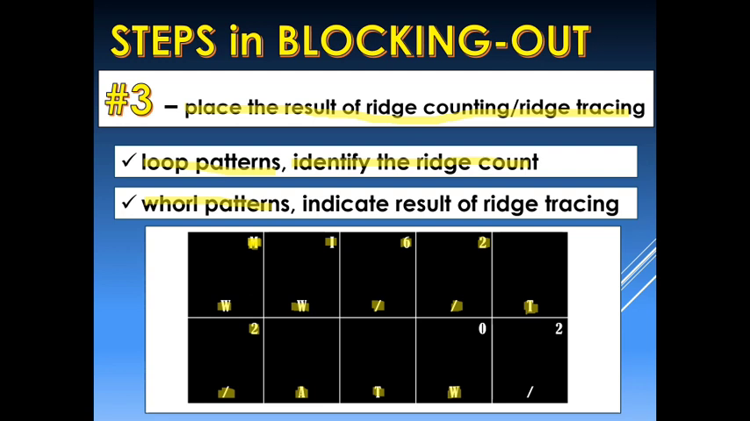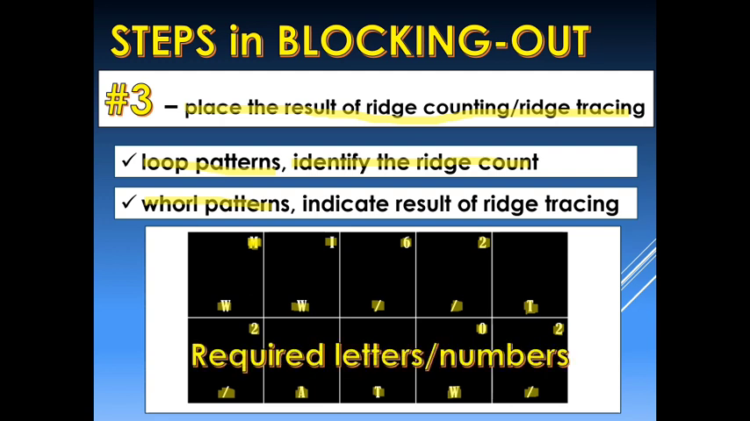In this example, we have there an outer loop, an outer whirl. So we are going to place there the letter O. And of course, we have there the loop pattern on the 10th block. We are going to place the ridge count. So these are the required letters or numbers in blocking out under step 3.